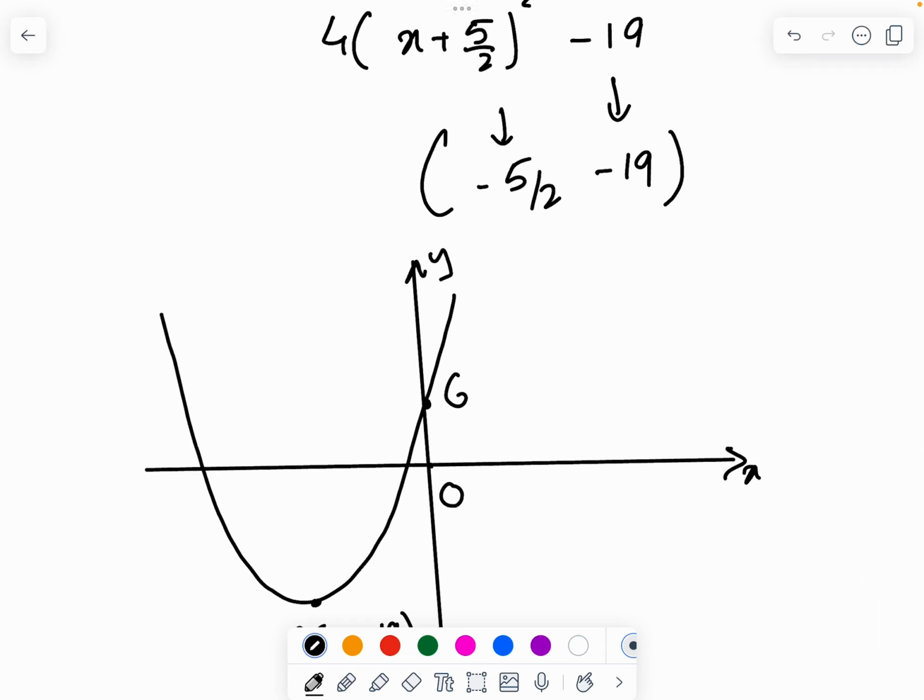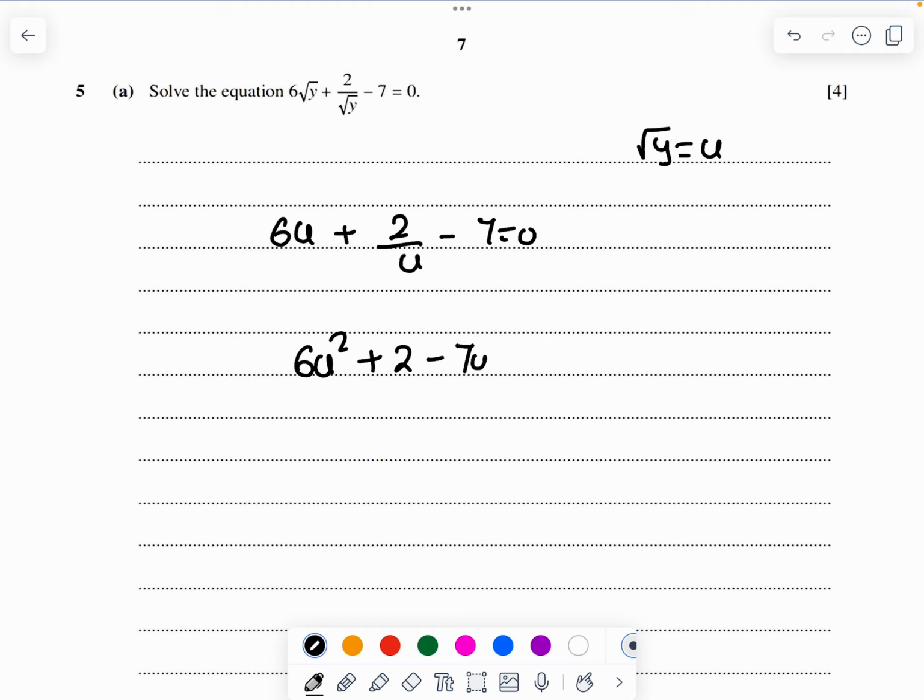Next, solve this equation. Let root y equal u. So it becomes 6u plus 2 upon u minus 7 equals 0. 6u square plus 2 minus 7u equals 0. So factorize it. Factors for 6.